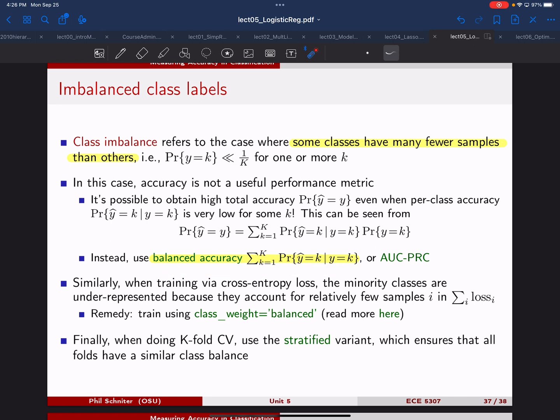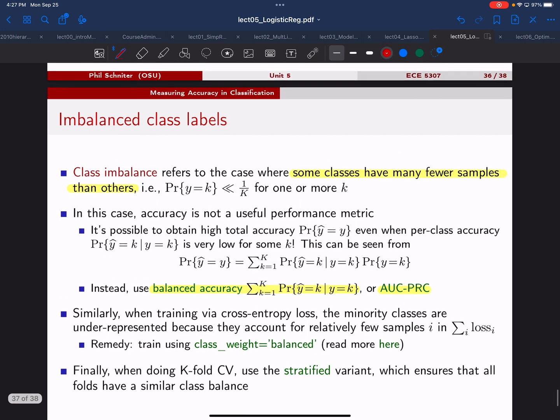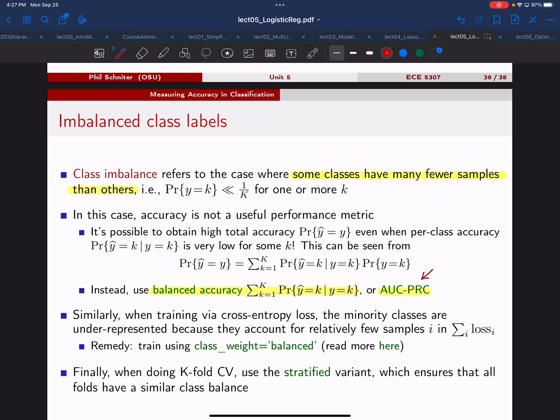Okay, so this is one thing you can do that might give you a more reasonable metric for this imbalanced case. Another thing you can do is you can look at metrics like the area under the curve of the precision recall curve. So instead of the receiver operating characteristics, which is TPR versus FPR, this is precision versus recall, but it has a similar shape.